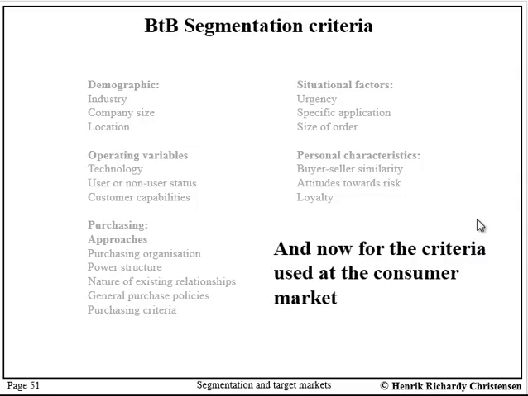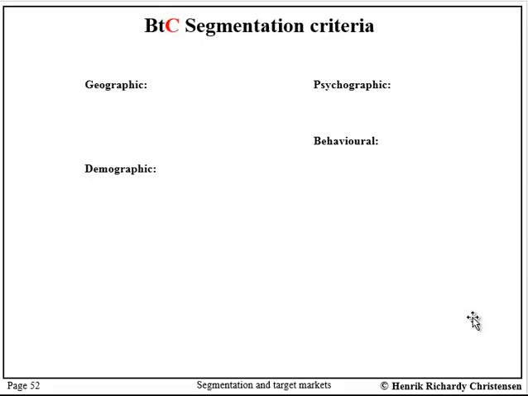And now let's move on to look at the criteria that we use at the consumer market. Here at the business to consumer market, the segmentation criteria are divided into 4 overall criteria. And just like before, we have more criteria hidden under each one. First, geographic. Here we have region. Are we in a city, or are we in a metro, or where are we? Or urban, suburban, rural, climate.